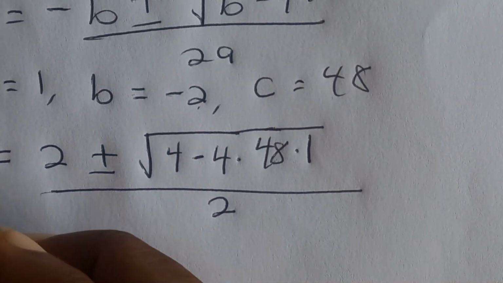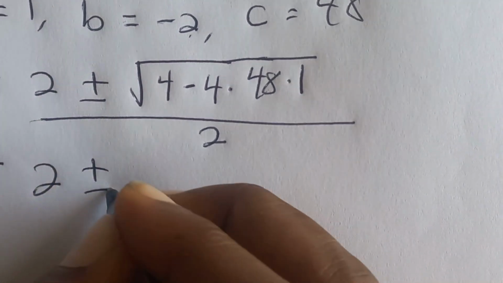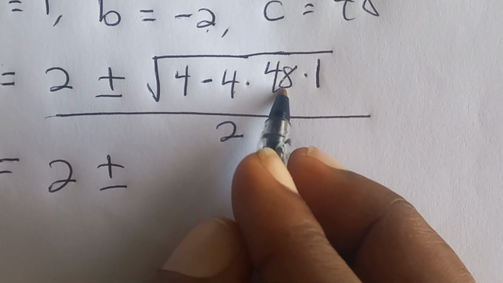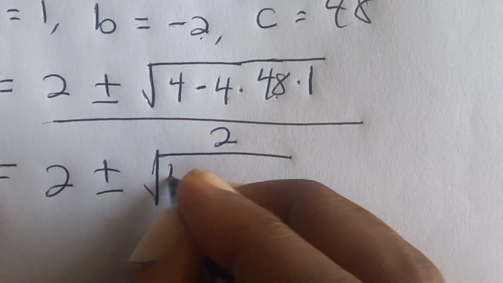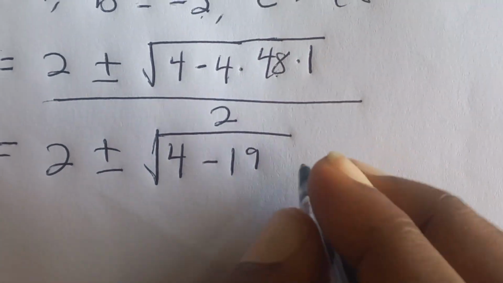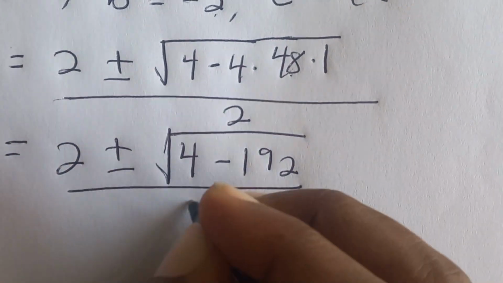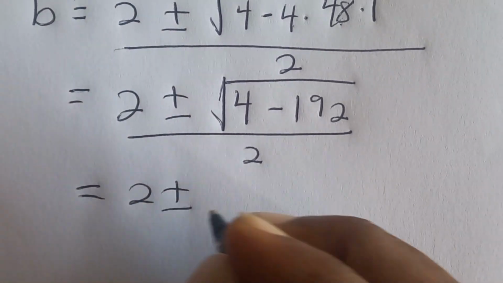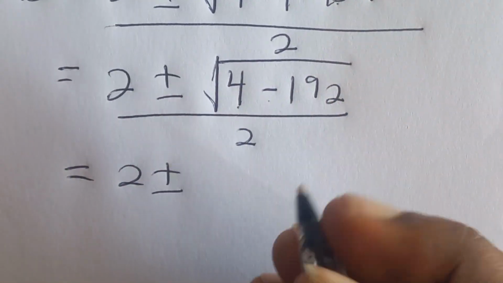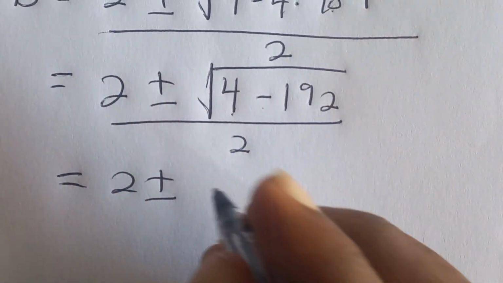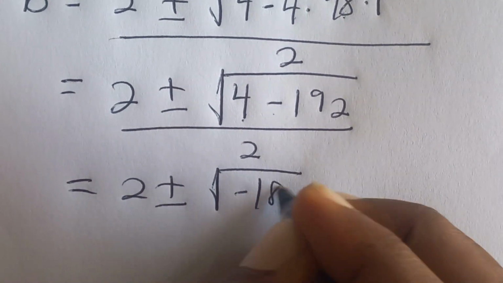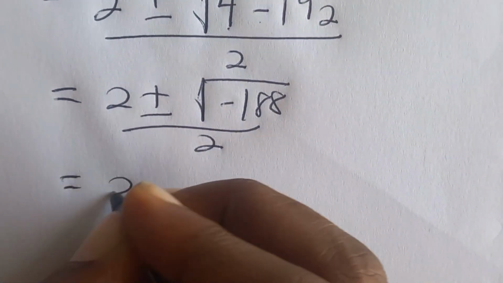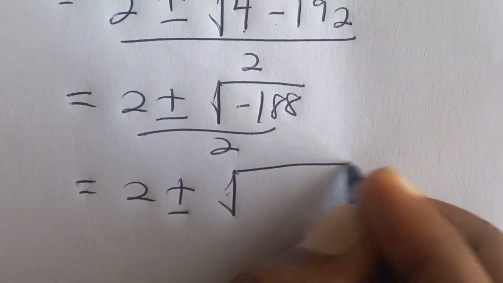Okay, so we're going to say that 2 plus or minus, 4 times 48, we're going to get 192. So we are going to get square root of 4 minus 192 all over 2, like this. Now, this is equal to 2 plus or minus square root of 4 minus 192. We're getting negative 188. Okay, so square root of negative 188 all over 2.